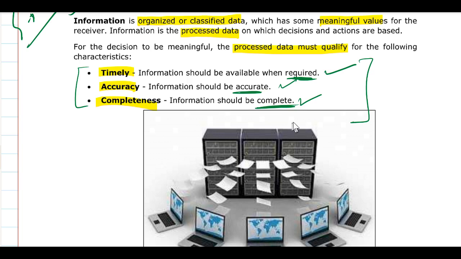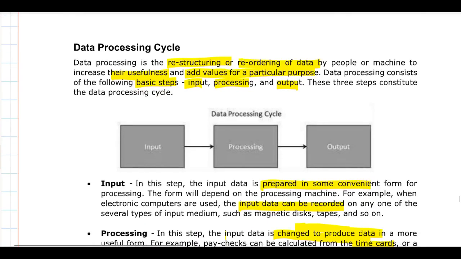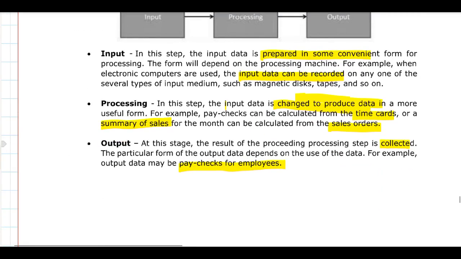The information that I have received from the processed data should be accurate and complete to assist me in performing the required task. There is a cycle that is followed when processing data to produce information. Processing is the restructuring or reordering of data, and this may be done by people or machines. That processing increases the usefulness of the data or adds value, and when value has been added, it becomes information. The data processing cycle has three basic steps: the input, processing, and the output. As usual, we'll discuss what each of these steps constitutes.